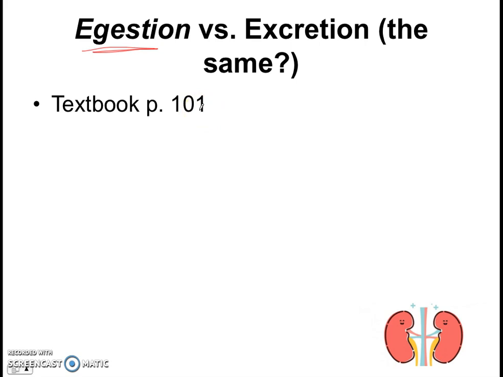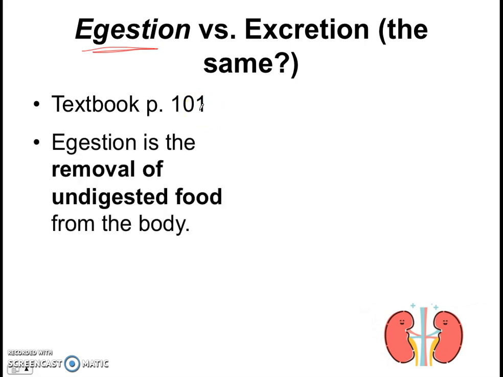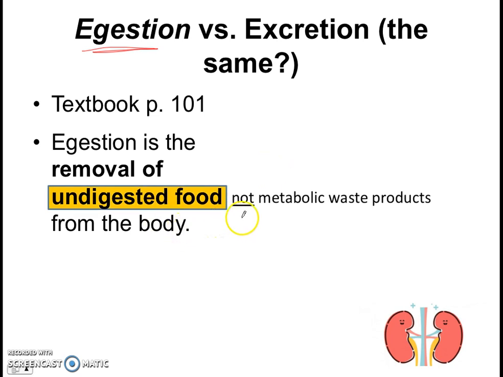Alright, so the definition you should have seen is that egestion is the removal of undigested food from the body. Now that's different from excretion. Excretion is the removal of metabolic waste products, right? Waste products which are produced by metabolism. And undigested food is not a metabolic waste product, right? You didn't produce it through metabolism. It's just something that you ate and it wasn't digested, it wasn't absorbed, so it's coming out of you. So that's egestion. It's different from excretion.